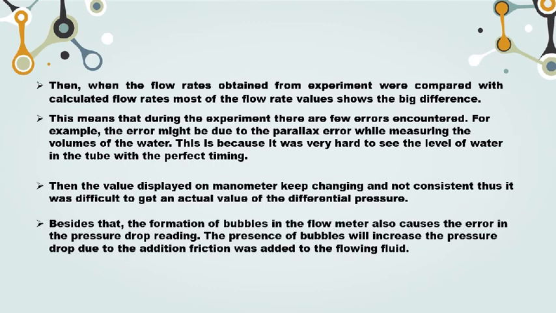Besides that, the value displayed on the manometer keeps changing and is not consistent. Thus, it was difficult to get an actual value of the pressure drop. Besides that, the formation of bubbles in the flow meter also causes error in the pressure drop reading, because the presence of bubbles in the pipeline will increase the pressure drop and increase the frictional force on the flowing fluid.